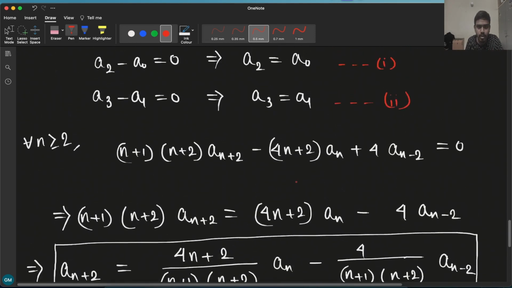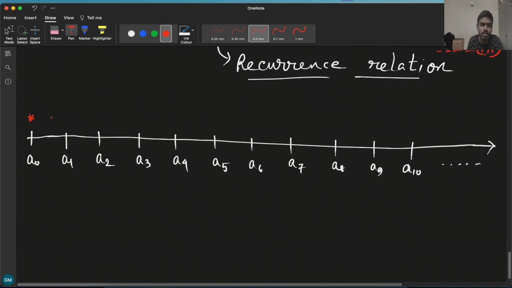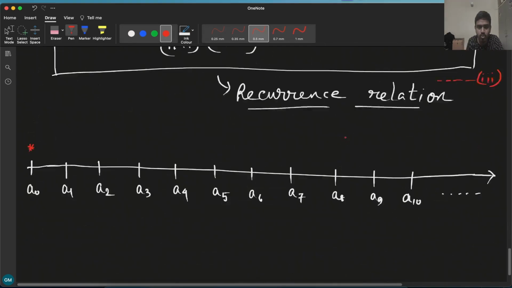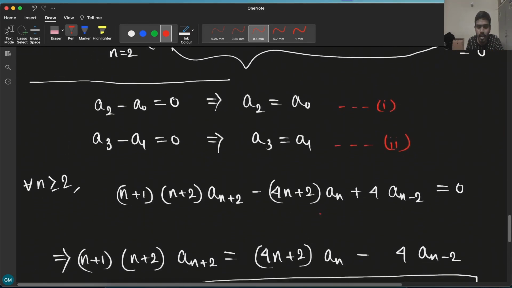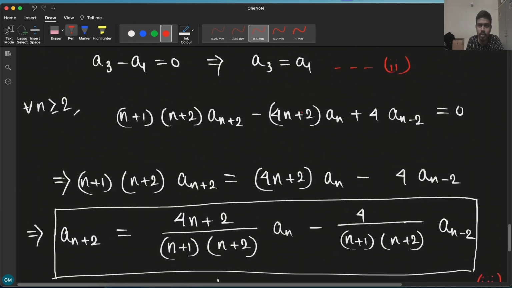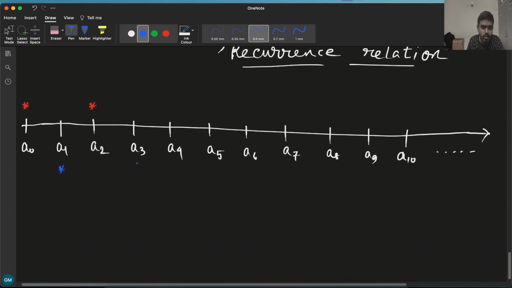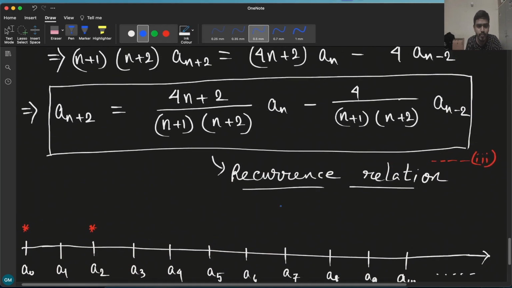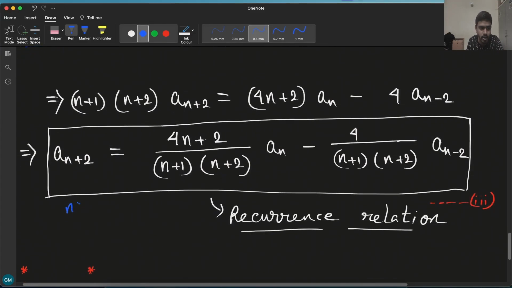Great. So to start with, if we start with a0, then from equation 1 we know a2. If one starts with a1, then from equation 2 we know a3. And now this recurrence relation is valid for n greater than or equal to 2.